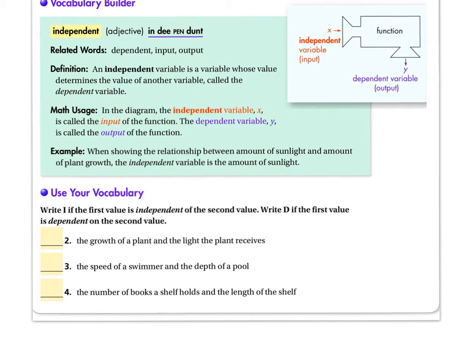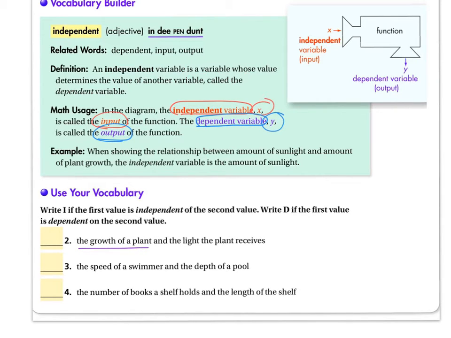Typically, the independent is called x, and the dependent is called y. The independent is called x and is also often the input. Dependent is y, and often called the output. Using our vocabulary, we're going to write I if the value is independent and D if it's dependent.